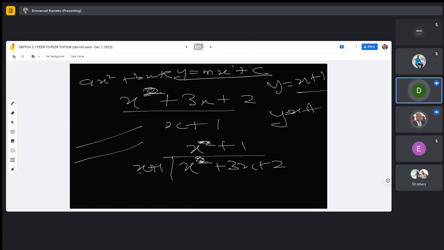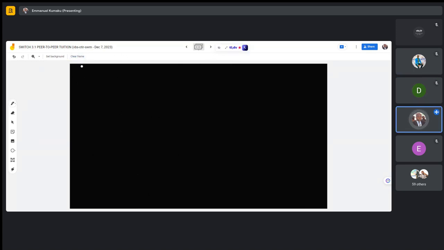Let me just use the ruler. If the difference in degree is bigger, as an example, x cubed plus, let's say, 3x squared plus 6 over x plus 1, when you perform this division, the result will contain x squared, so y is equal to x squared plus anything. It's not a straight line, so that cannot resemble an oblique asymptote. I hope I'm clear.